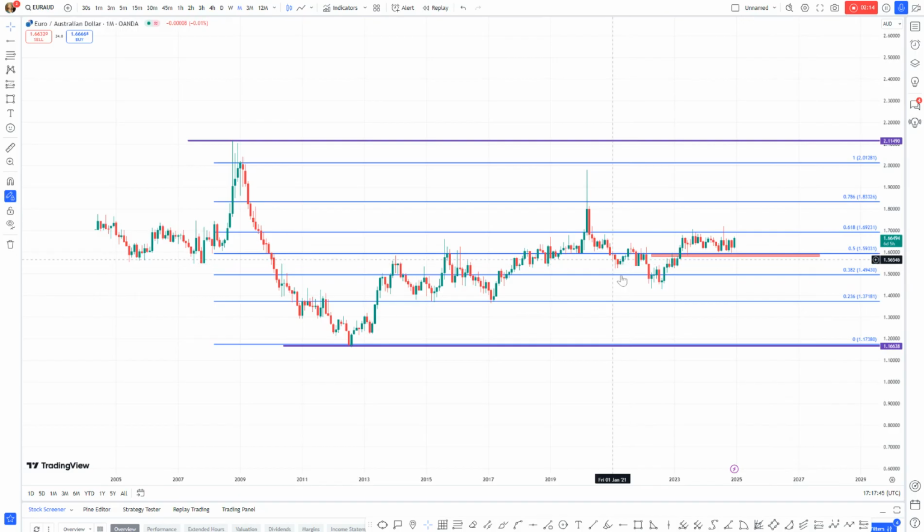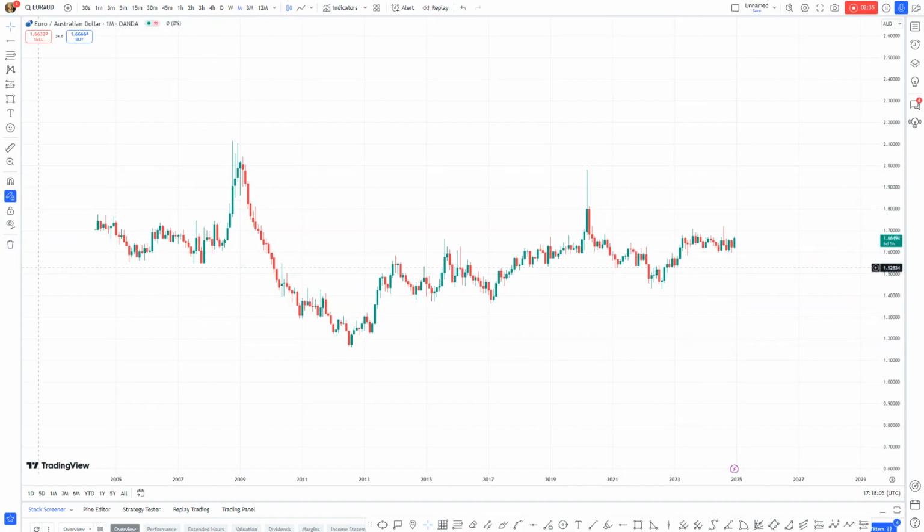After price found support at the 50% retracement, and last month price found support at the 50% retracement, 1.59331, price is playing within there. So what we'll do here is a deep dive into the structure, and let's get our facts right.